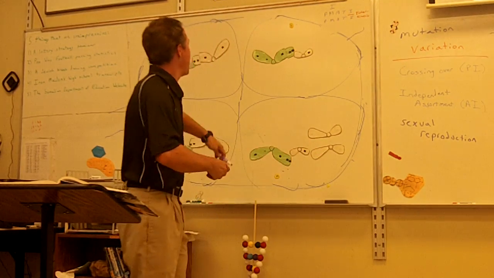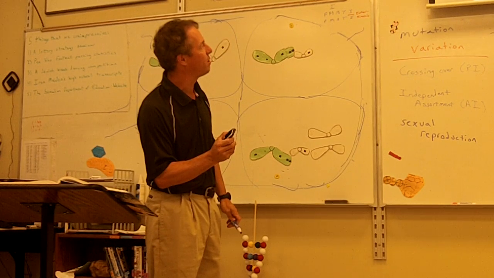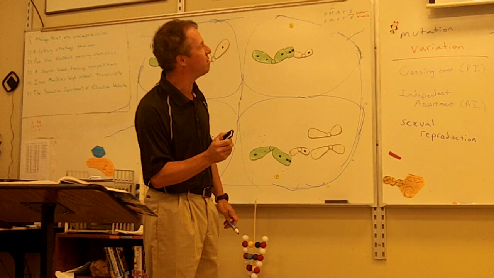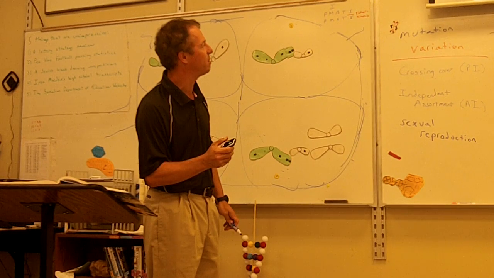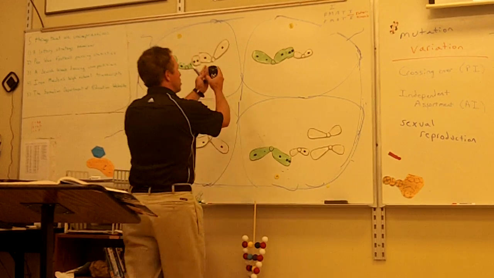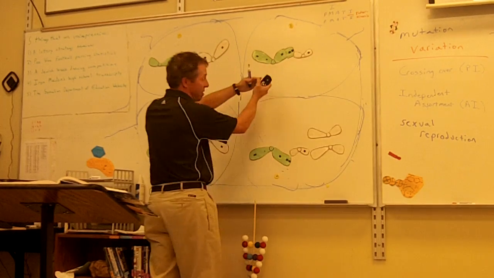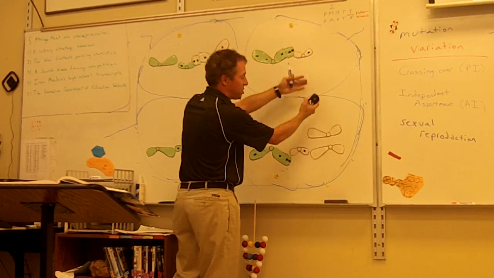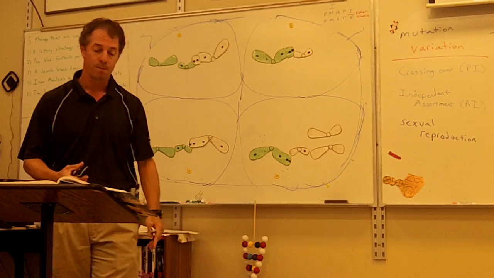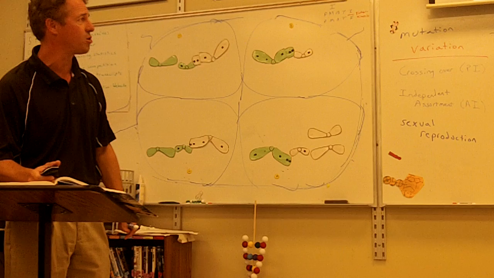We call this error a non-disjunction. There's the word right there. A non-disjunction is when the division doesn't take place evenly. And it can happen in two places. It can happen in meiosis 1 during anaphase when they're separating, or it can happen in meiosis 2 during anaphase when they're separating. Either way, you can end up with a non-disjunction and have extra copies.